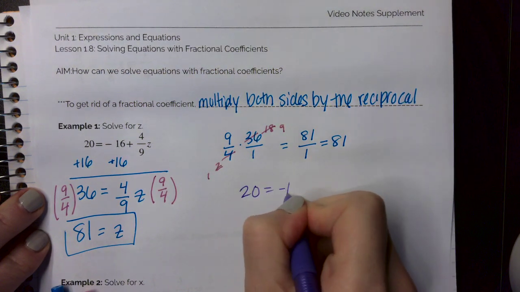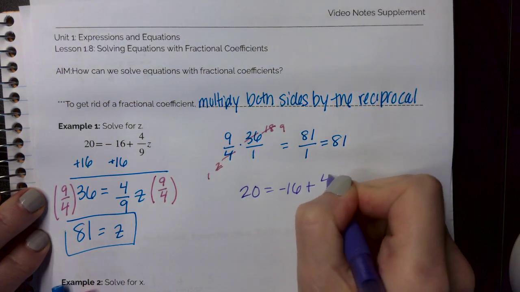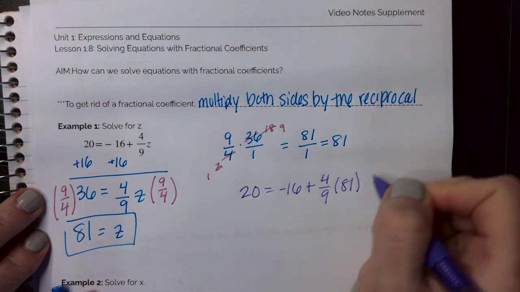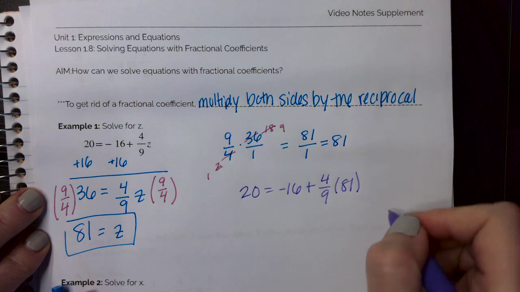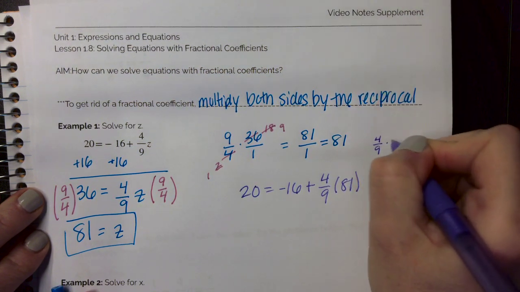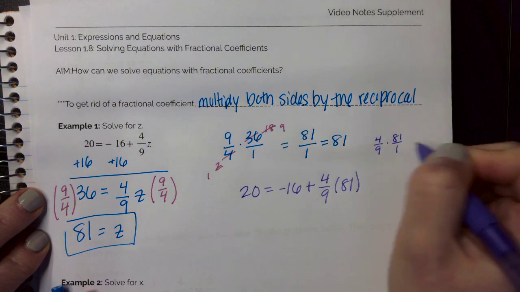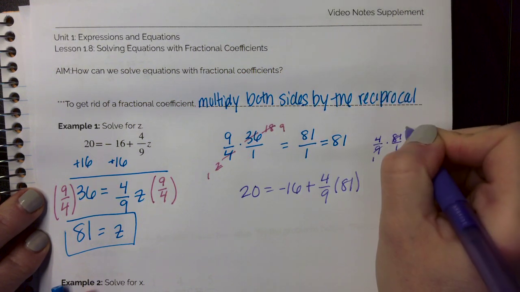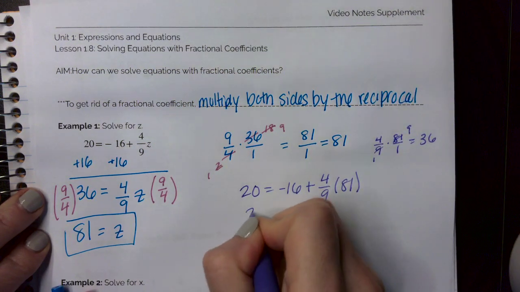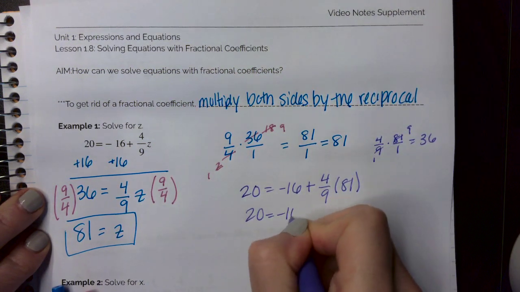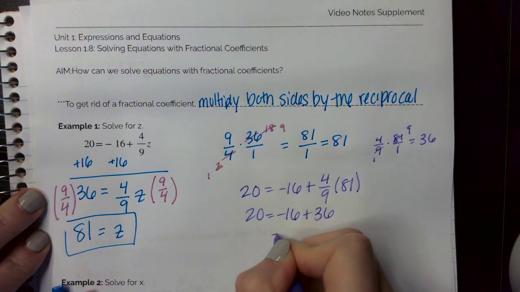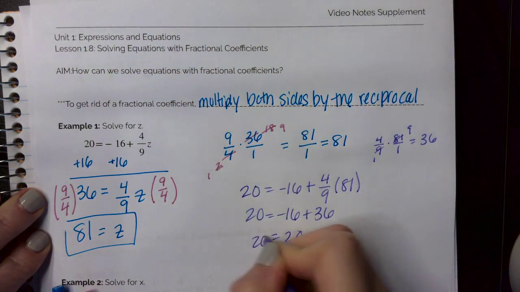20 equals negative 16 plus 4/9 of 81. I'm going to do 4/9 of 81 over on the side. Maybe I have room up here. 4/9 times 81 over 1. Cross simplify. I get 36. So 20 equals negative 16 plus 36. Negative 16 plus 36 is 20.